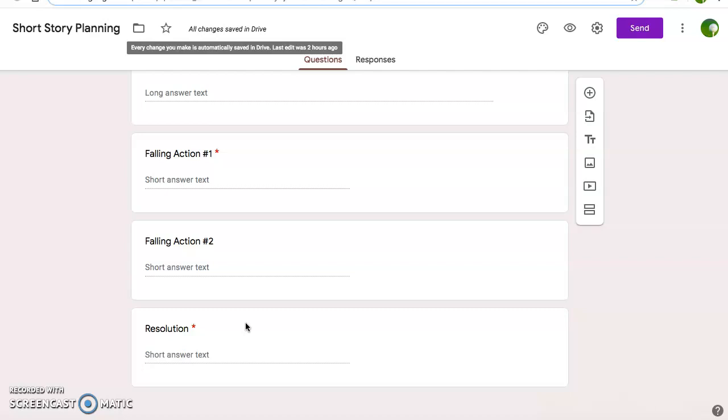When you're done, you're going to hit submit. I've tried to set this form up so that you will receive a receipt of the form with your answers. This becomes your outline. Right? And then you can use this as you start to write this story.